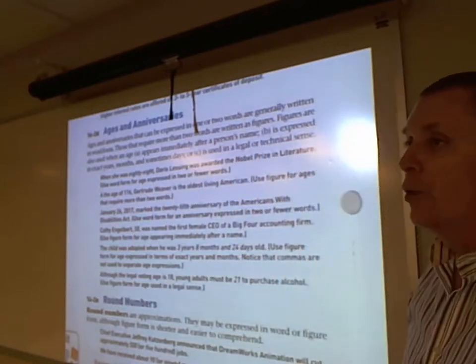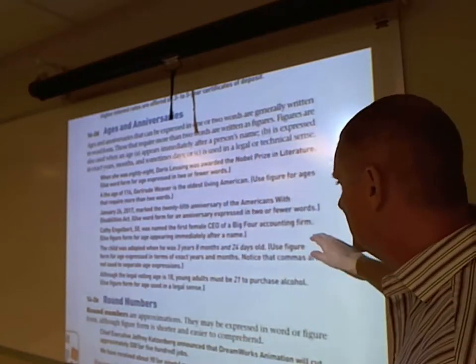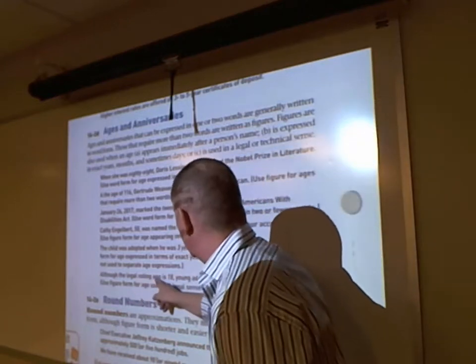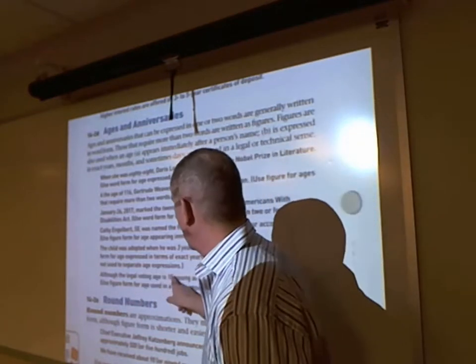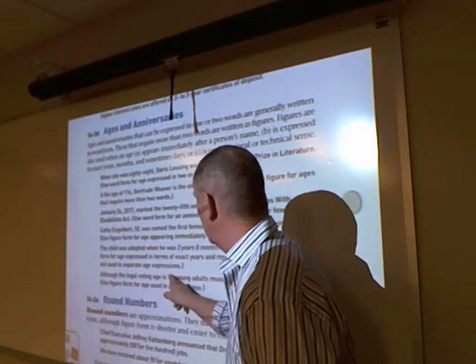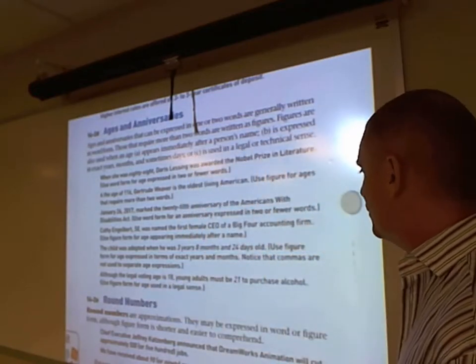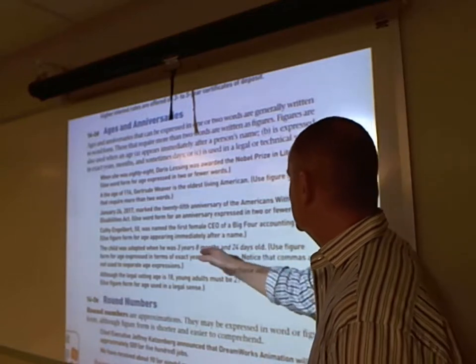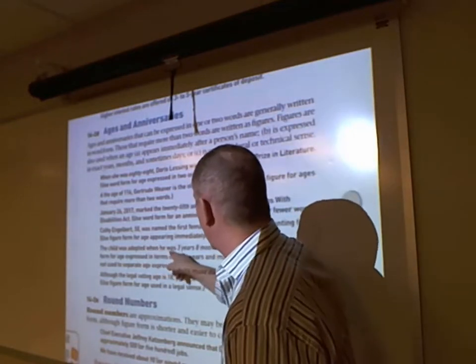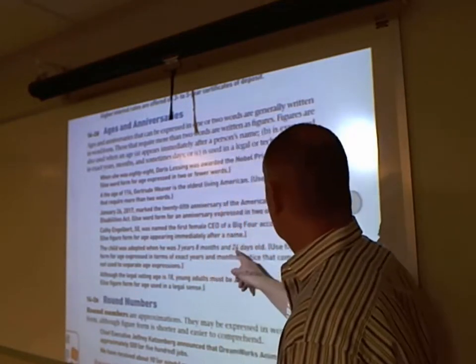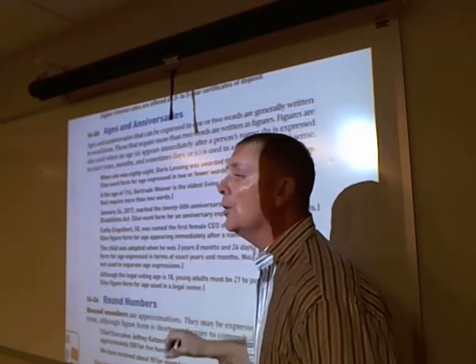And then the third time is whenever it's expressed in exact years, months, and days. The child was adopted when he was 3 years, 8 months, and 24 days old. Those are the only 3 times that you use figures for anniversaries or dates or ages. Use words in other examples.